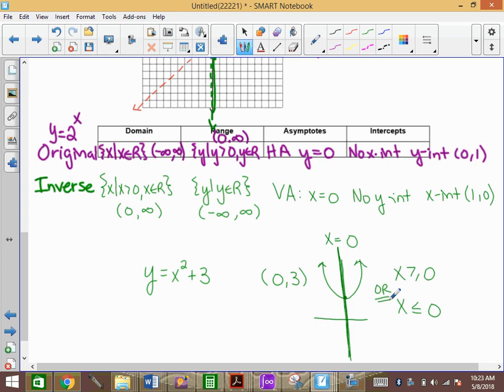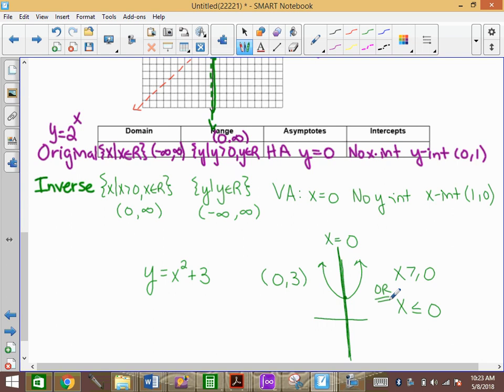But I restrict my original quadratic. I do not restrict my inverse. I restrict the original domain. Do not restrict your inverse range. We do not do that. You restrict your original always.